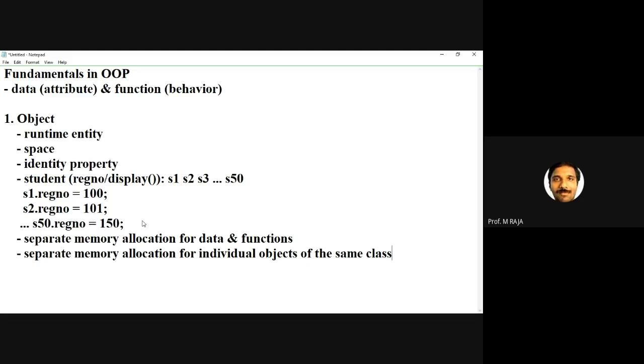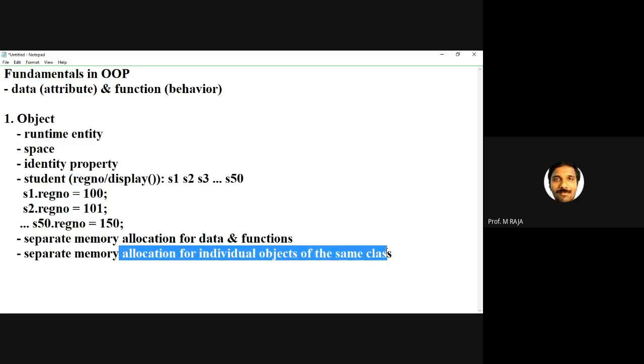So what do we mean? Memory allocation of an object S1. Suppose the address of S1 is 5000. Address of S2 is say 5006. Address of S3 is 5012. Individual objects are occupying different memory addresses. That is the meaning. Separate memory allocation is for the individual objects of the same class.